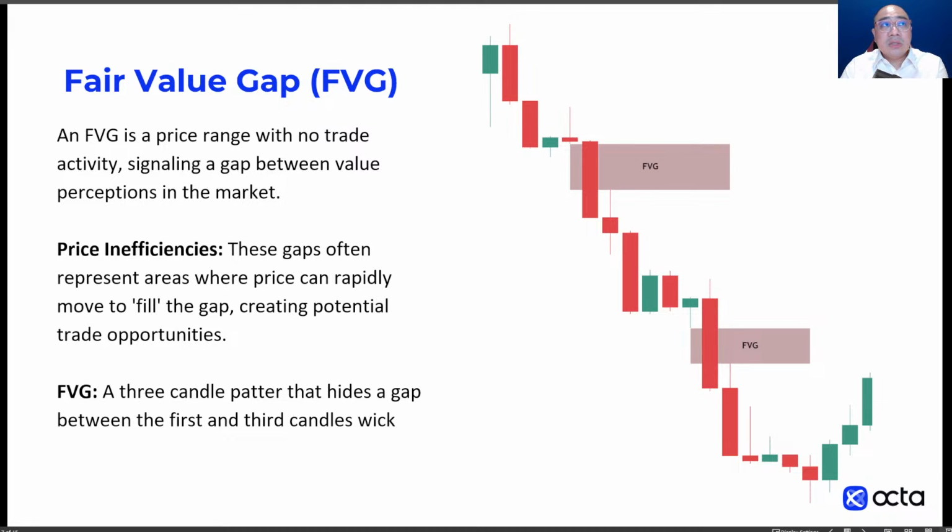So an FVG is a price range with no trade activity, signaling a gap between value perceptions in the market. It also means there are price inefficiencies, because this gap often represents the area where price can rapidly move to fill in those gaps, creating potential trade opportunities. Now, an FVG, or fair value gap, is a 3-candle pattern that hides a gap between the first and third candle's wick. Okay, I'll probably pause here before I move on to the rest in a minute.